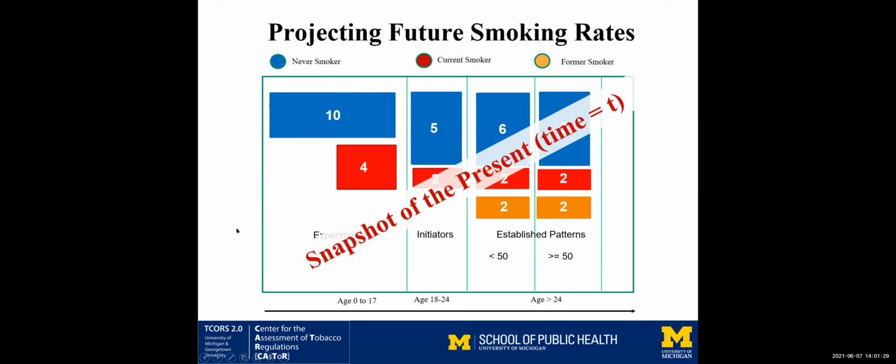So how will we track those buckets or compartments, the number of individuals inside the compartments, over time? What we have here, let's assume, is a snapshot of a present time. So those individuals are different in the age groups. And at one point in time, we took a census, and these are the numbers of former, never, and current smokers.